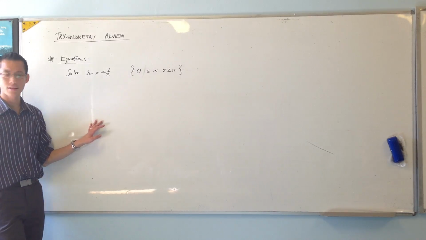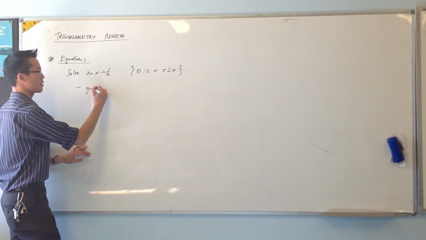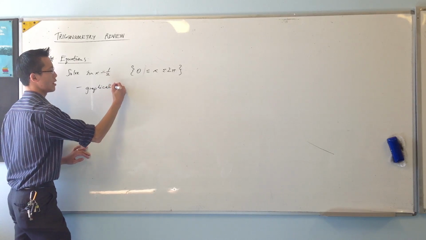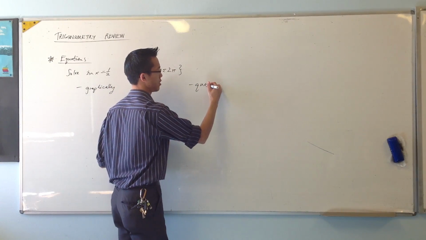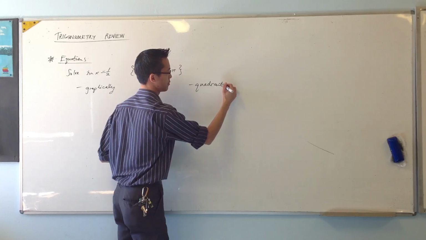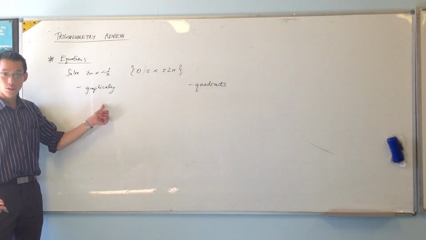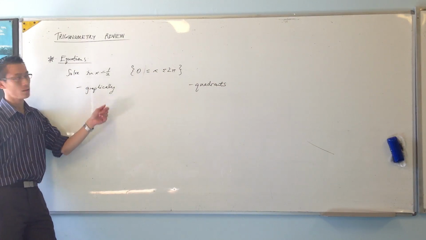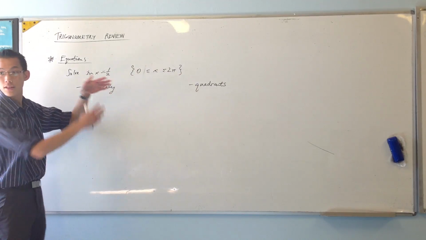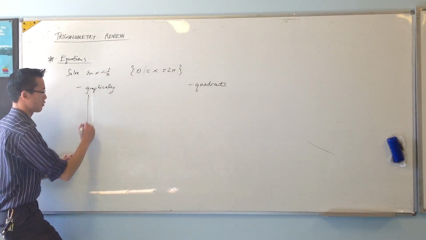There are two ways to solve this. We can do this graphically, or we can do it by quadrants. I'll show you both. I'm going to start with graphically. Sine x, what does it look like in this domain? This is the whole period, 0 to pi, so it's going to look like this.